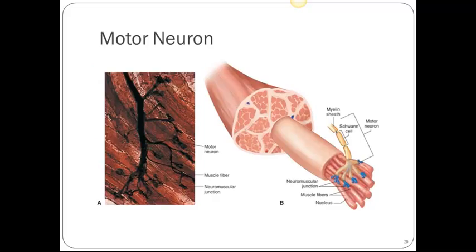So here's a picture, and A is under a microscope, and it shows us the big motor neurons, the muscle fibers, and then the neuromuscular junction. So you have a motor neuron, and these little blue things on the ends are the neuromuscular junctions, and these can be spread out throughout several different muscle fibers to cause that one particular muscle to contract. And sometimes there are many motor neurons that work together in the contraction of one muscle.